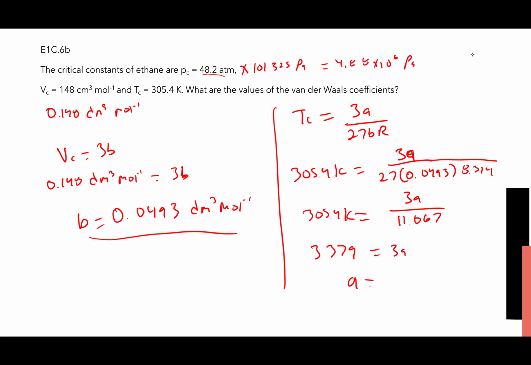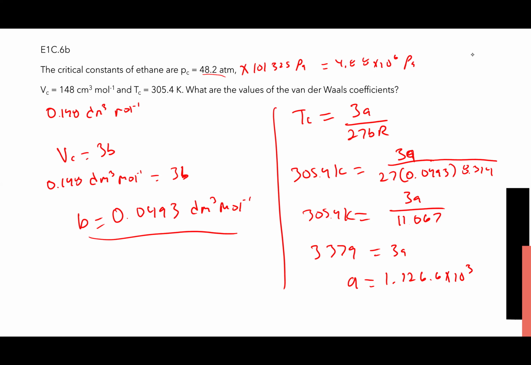Which means that our A is going to be 1,000. Let's do 1.1266 times 10 to the third power. Right? Times 10 to the third power.